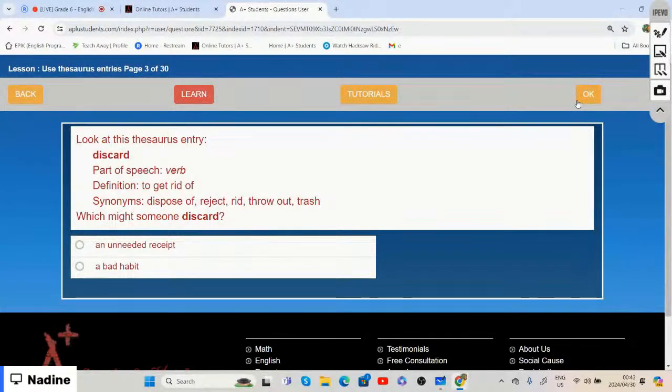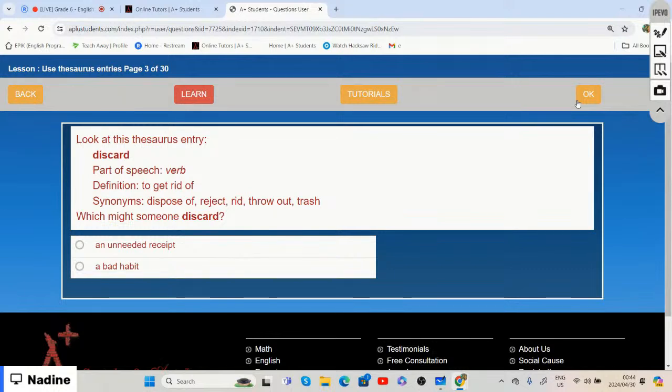All right, then we have discard. Discard is a verb. It is to get rid of something, to throw it away. That is discarding. And our definition of discard, like we said, is to get rid of something. Synonyms of discard are to dispose of it, to reject it, to get rid of it, throw out, or trash.